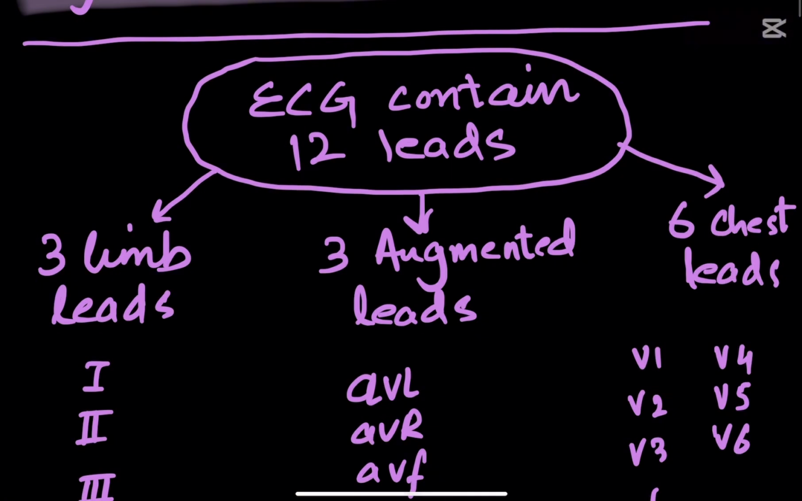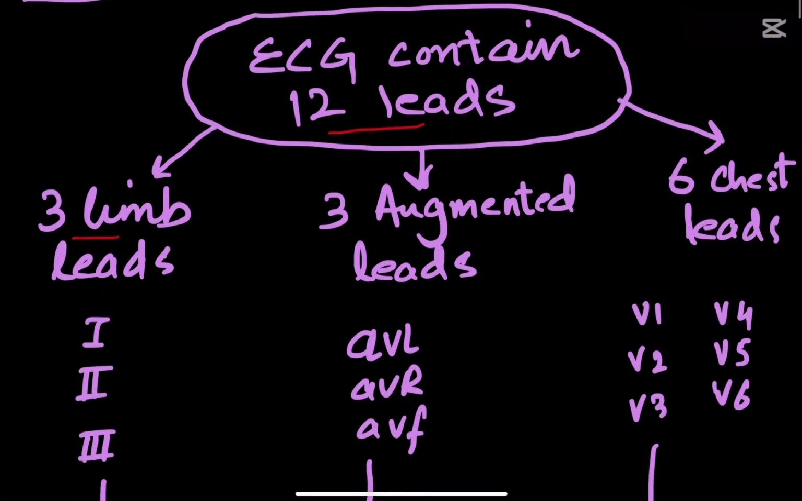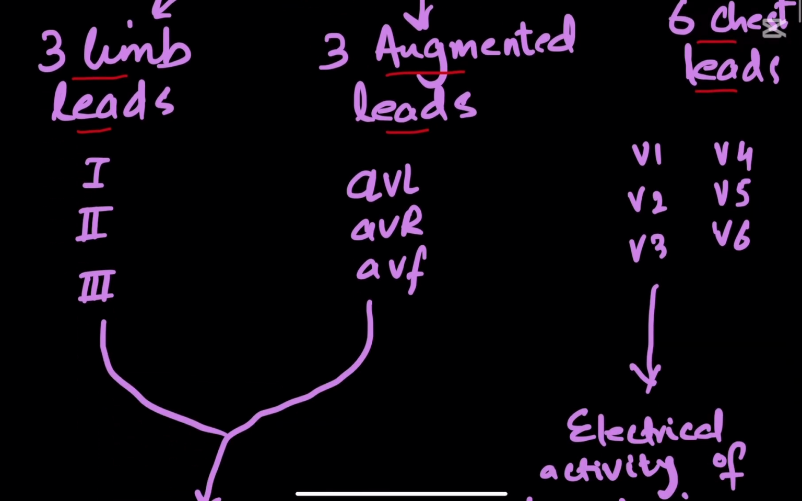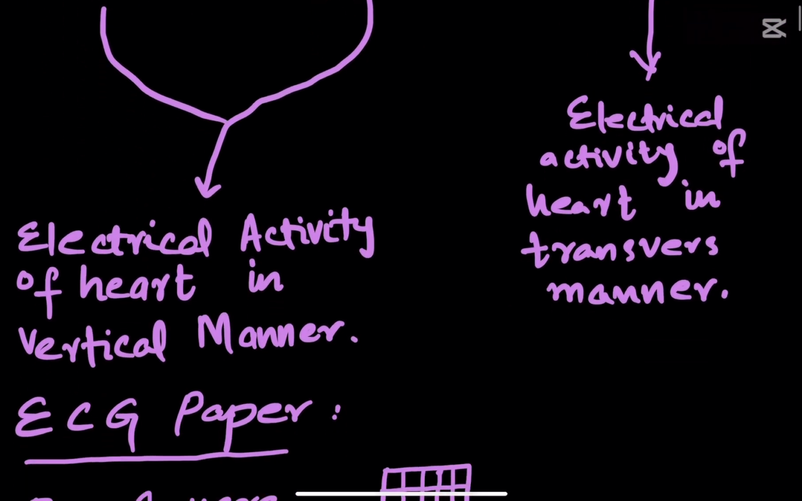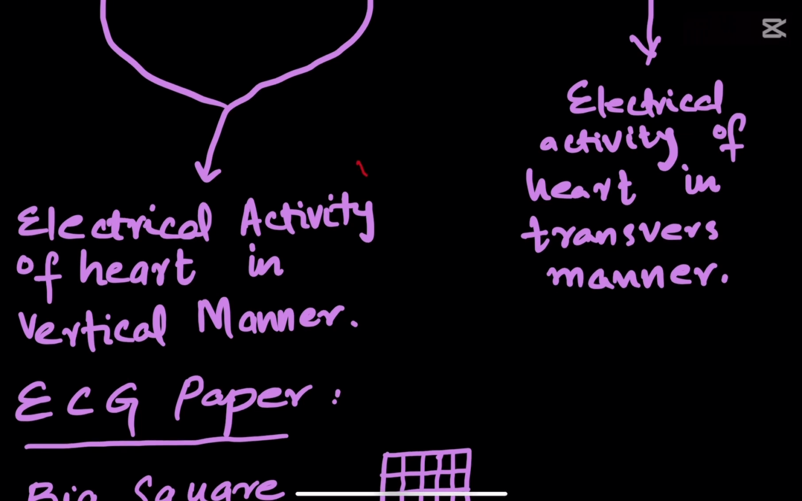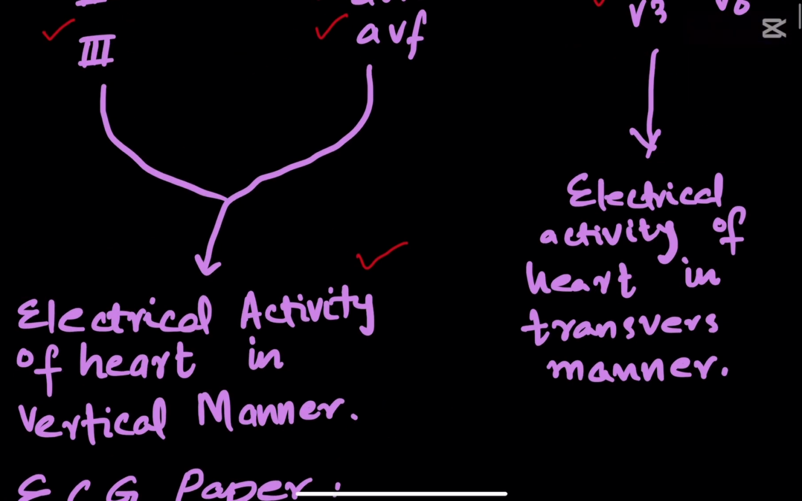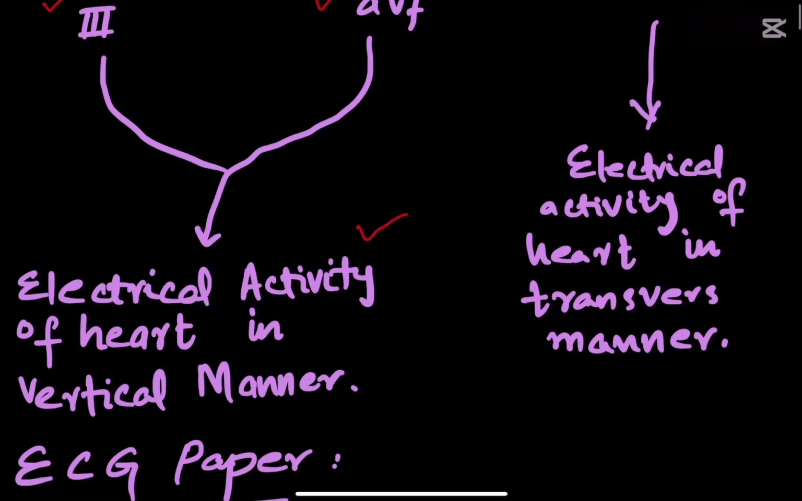ECG contains 12 leads. There are 3 limb leads, 3 augmented leads and 6 chest leads. The 3 limb leads are 1, 2 and 3. The augmented leads are AVL, AVR, AVF and the chest leads are V1, V2, V3, V4, V5 and V6. Now the 3 limb leads and the 3 augmented leads show the electrical activity of the heart in a vertical manner on the ECG paper, and the 6 chest leads show the electrical activity of the heart in a transverse manner.